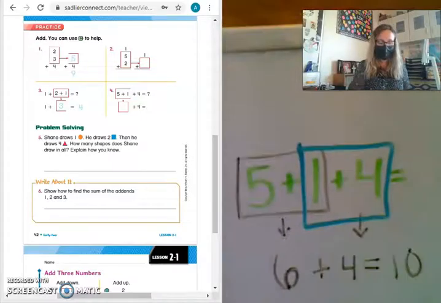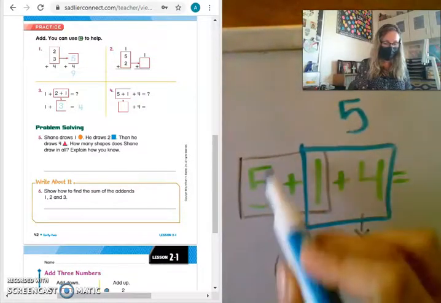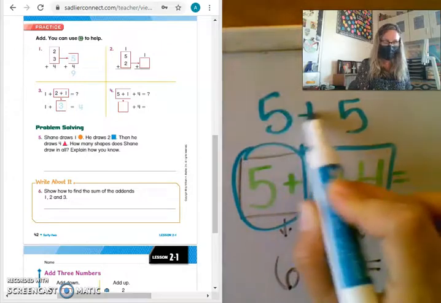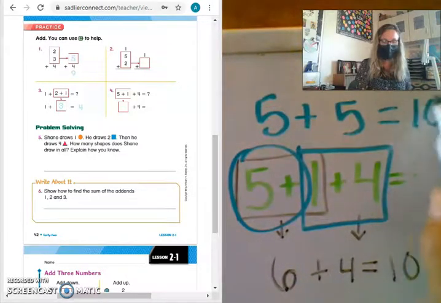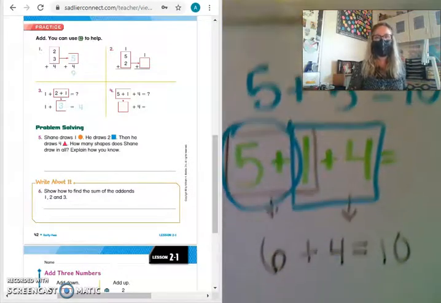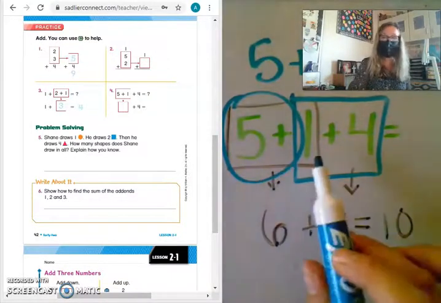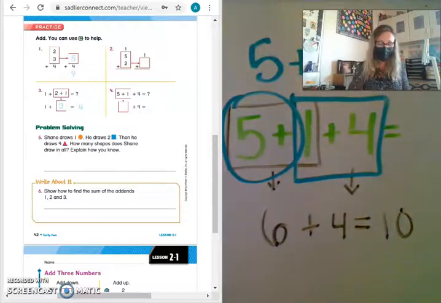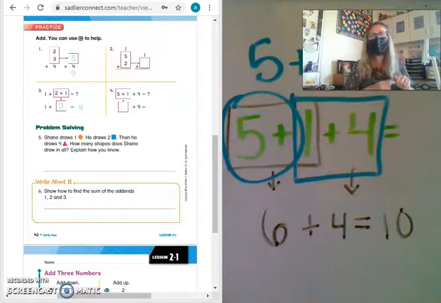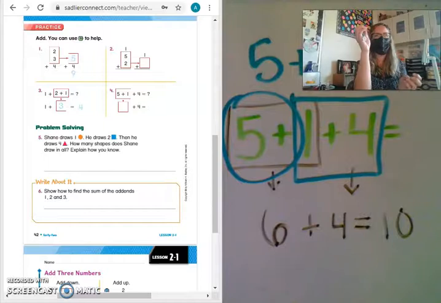1 plus 4 is 5. And I know very easily that 5 plus 5 equals 10, because that's a doubles, and we're going to work on doubles this week. So 6 plus 4 is 10, 5 plus 1 plus 4 is 10, 5 plus 5 is 10. No matter how we add the numbers together, we get the same answer, because in addition, it doesn't matter the order. Remember I told you it was kind of like putting vegetables into a pot of vegetable soup. Doesn't matter what order you put them in, they're all going into the same pot, right?